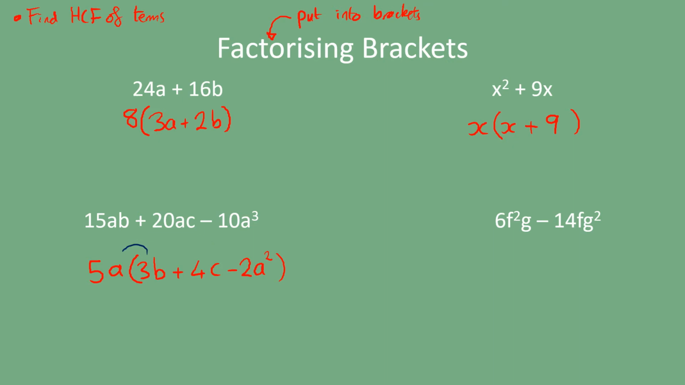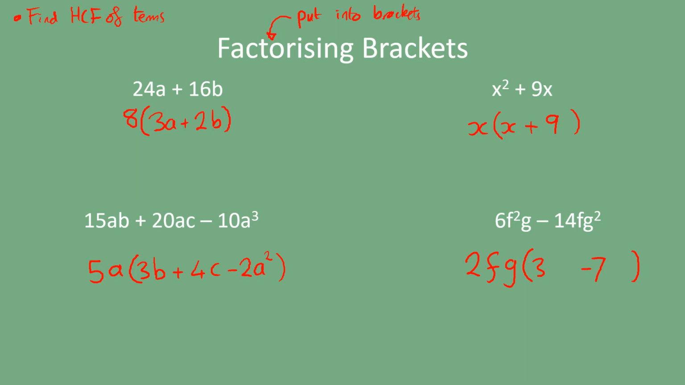And we do. And then the last example, 6f squared g minus 14fg squared. Numbers first, what goes into 6 and 14? 2. Letters, they've both got an f, they've both got a g. So f outside the brackets and g outside the brackets. Then what about inside? Well, if we divide 6 by 2, we'll get 3. If you divide 14 by 2, we'll get 7.